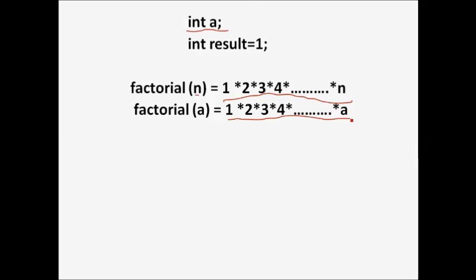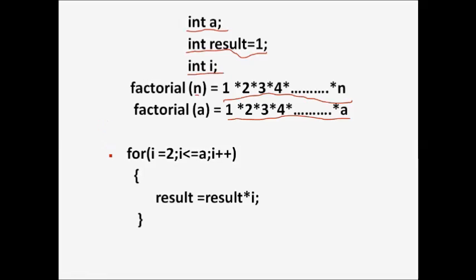I will also declare another integer variable result, and I will initialize it to the value 1. So the initial value of this variable result will be 1. And I will also declare an integer variable i, because in this program I will use a for loop. This integer variable i will be used as an index in the for loop. So this will be the for loop which I will use in this program.